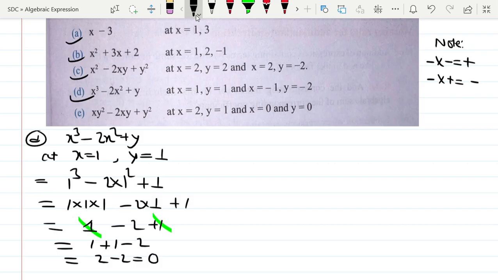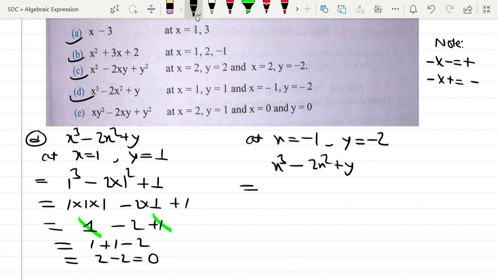And now we go for the second one, at x equal to minus 1 and y equal to minus 2. So for this, we first copy x cube minus 2x squared plus y, of which we have to find the value, and now x and y we have to replace with minus 1 and minus 2.